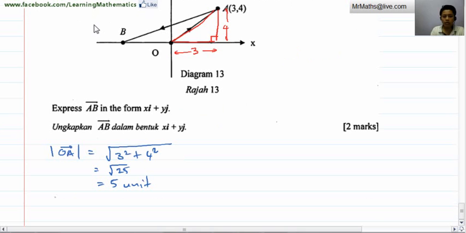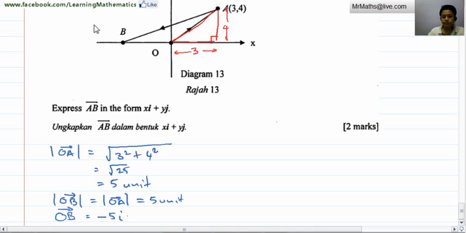And then the magnitude of OB is the same as the magnitude of OA, and as such is equal to 5 units as well. So what do you think the vector of OB is? Yes, the vector of OB is negative 5i.